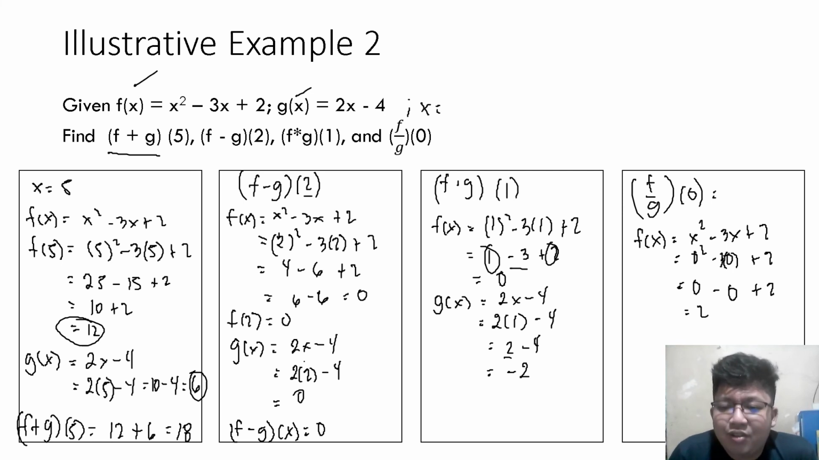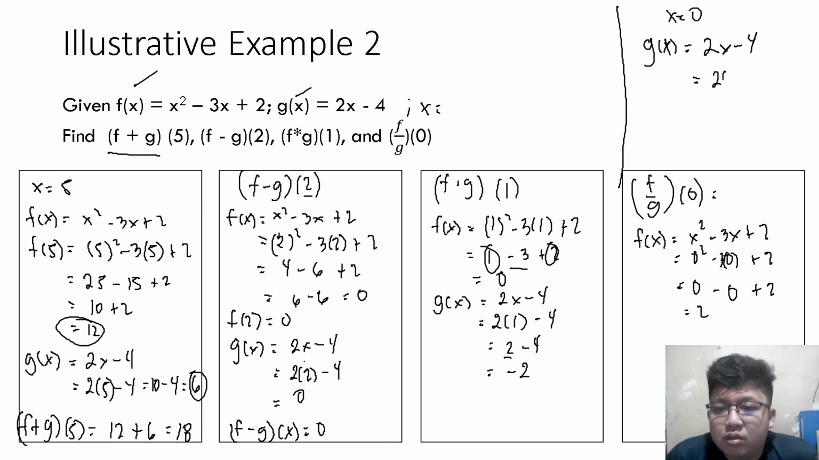Okay? Now, given that we don't have enough space here, sa taas natin siya ilalagay. Okay? For the g of x, for this particular number only, ayan, equals 2x minus 4. So, again, x is 0. So, 2 times 0 minus 4. So, here we have negative 4.